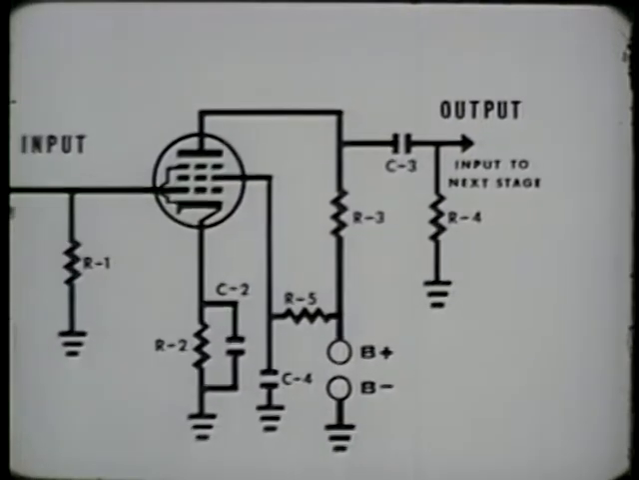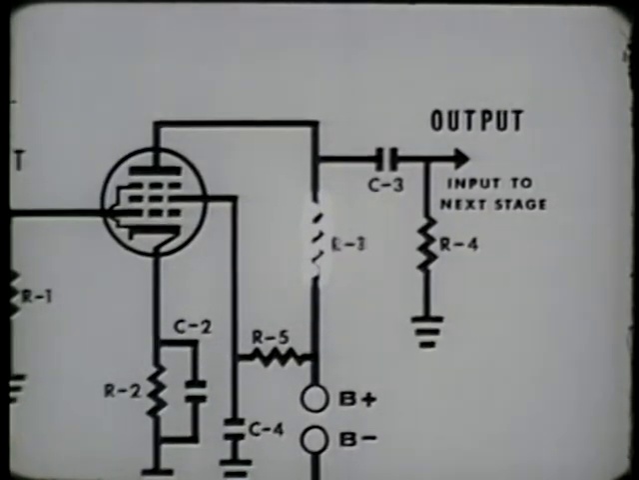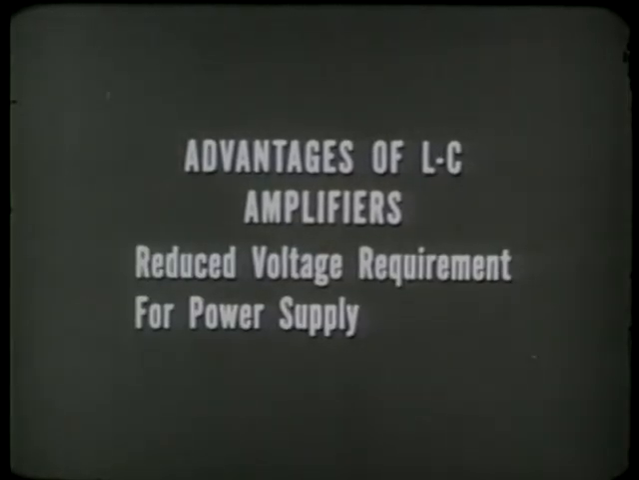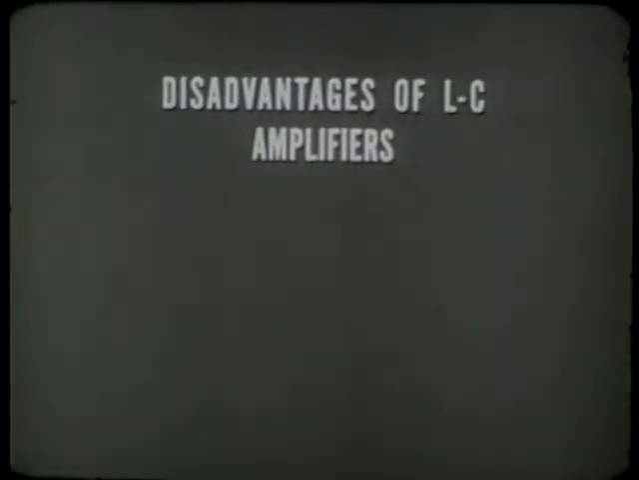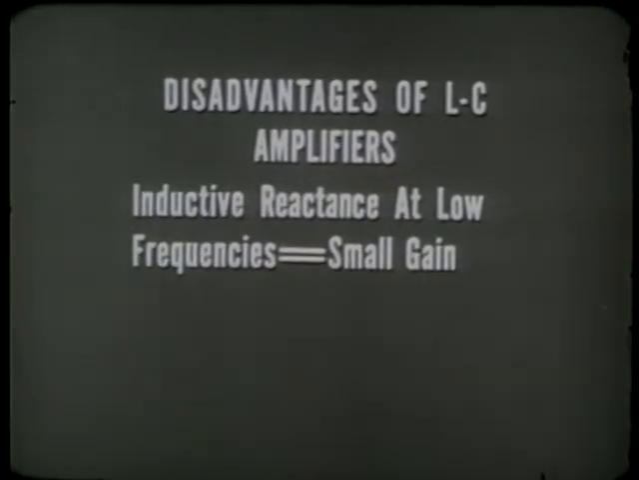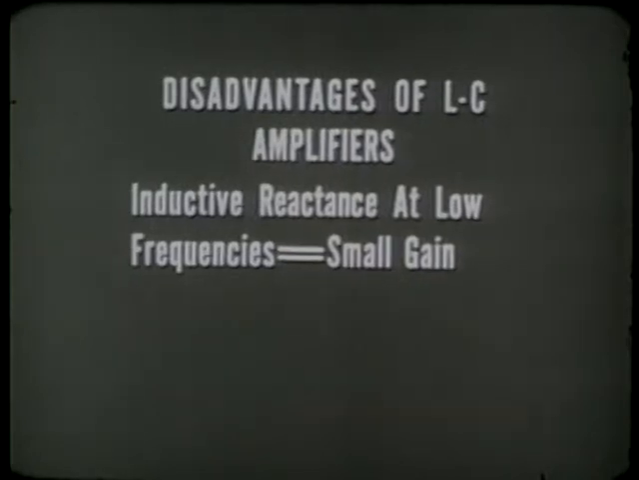Now, let's change the plate load resistor to an inductor, and we have an impedance coupled, or LC, amplifier. LC amplifiers have one particular advantage. Removal of the plate load resistor reduces the voltage required from the power supply. However, LC amplifiers have a disadvantage. Due to the inductive reactance of the inductor at low frequencies, the gain is small. As the frequency is increased, the gain increases until the distributed capacitance of the circuit nullifies any further gain and frequency response drops off.